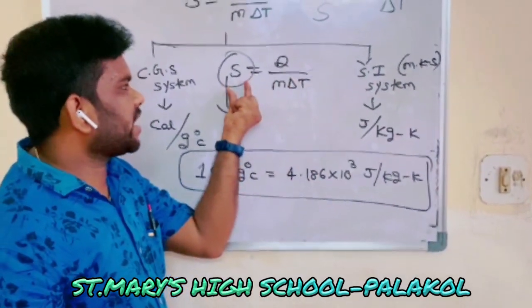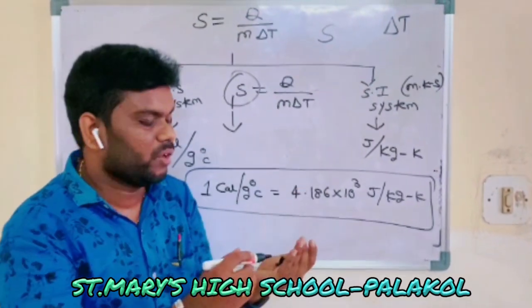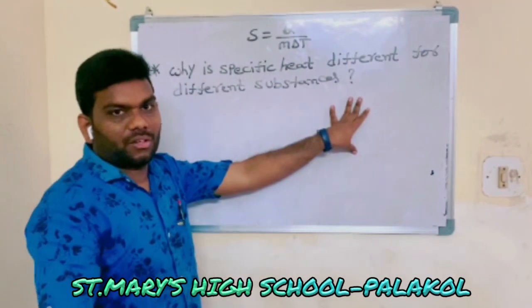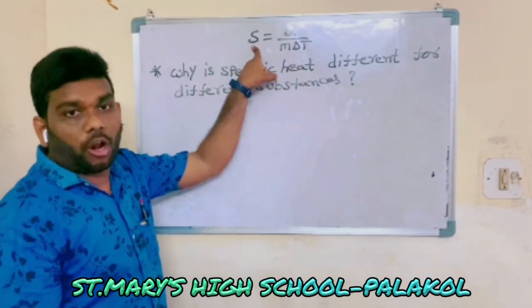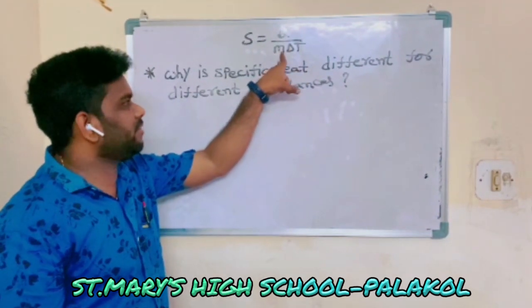So, specific heat is always inversely proportional to change in temperature. So, it is the important concept. Now, let us start. What is the formula of specific heat? S is equal to Q by m delta T.